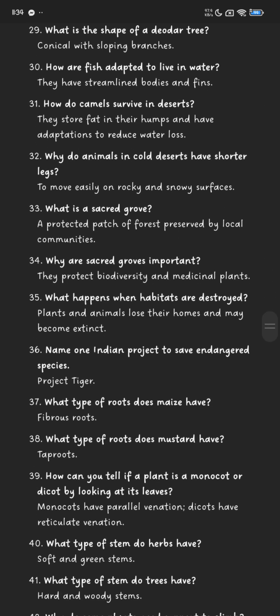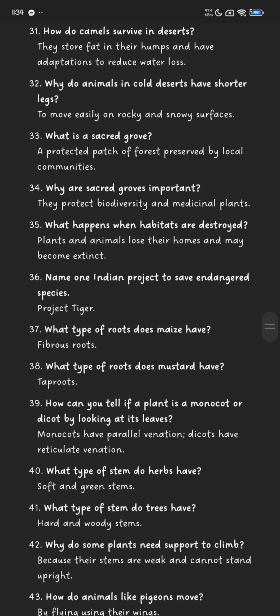What is a sacred grove? A protected patch of forest preserved by local communities. Why are sacred groves important? They protect biodiversity and medicinal plants. What happens when habitats are destroyed? Plants and animals lose their homes and may become extinct.